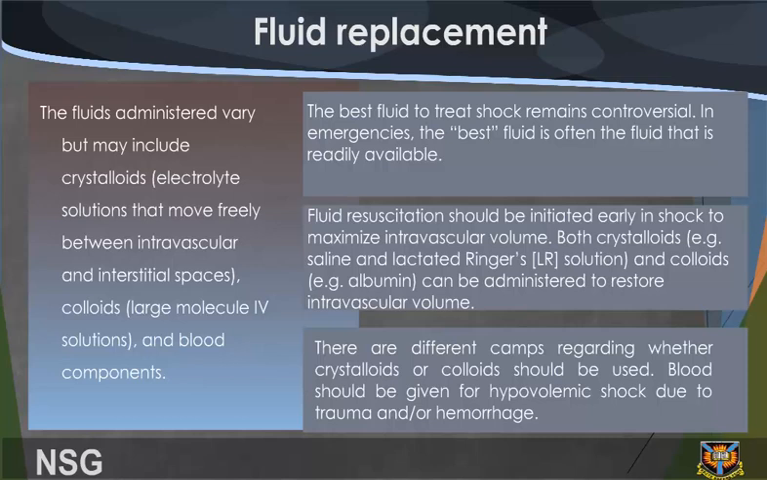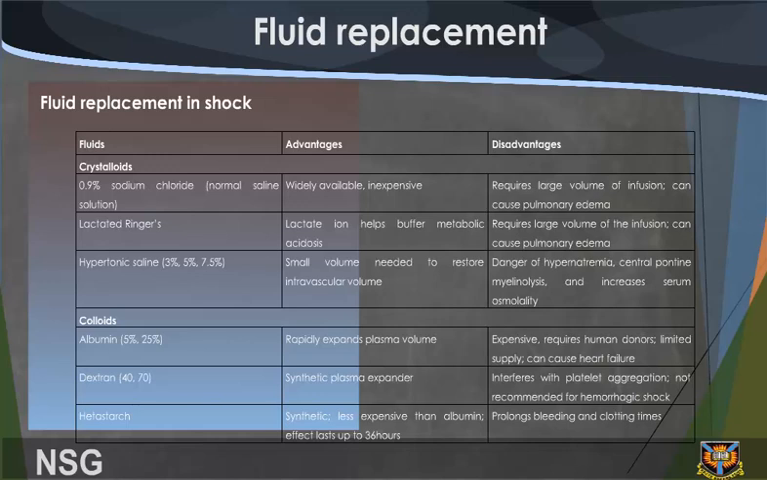Fluid resuscitation should be initiated early in shock to maximize intravascular volume. Both crystalloids, e.g., saline and lactated Ringer's (LR) solution, and colloids, e.g., albumin, can be administered to restore intravascular volume. There are different camps regarding whether crystalloids or colloids should be used. Blood should be given for hypovolemic shock due to trauma and/or hemorrhage.